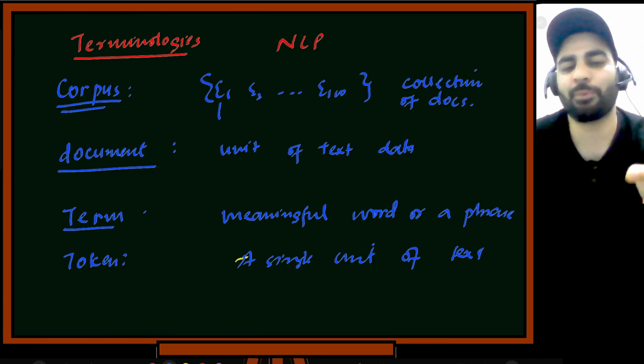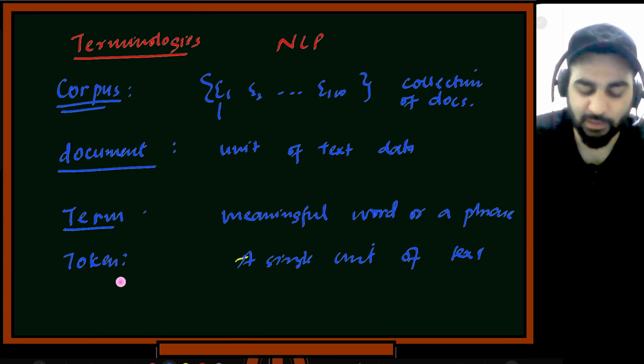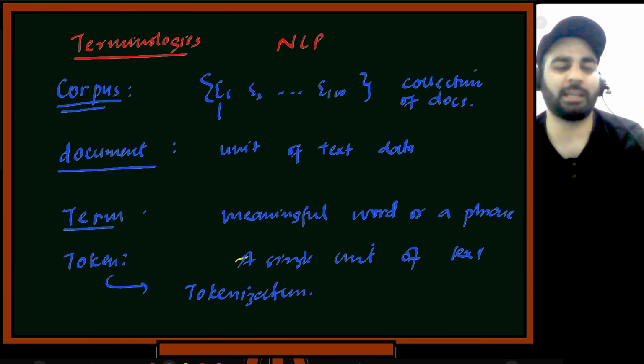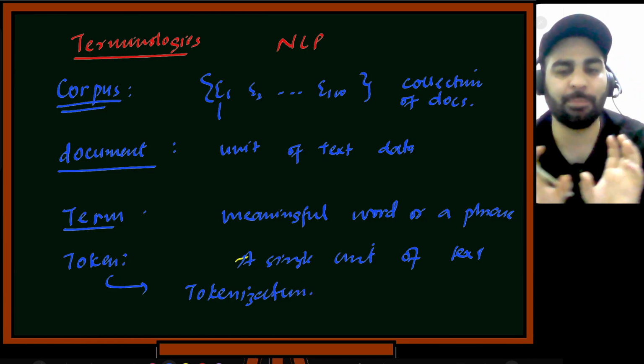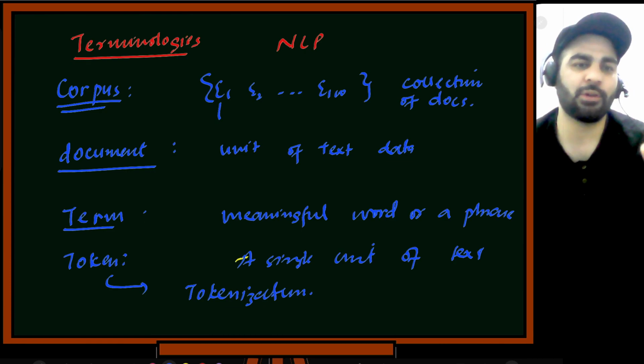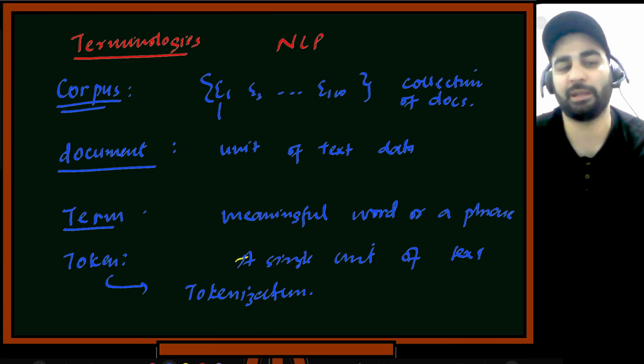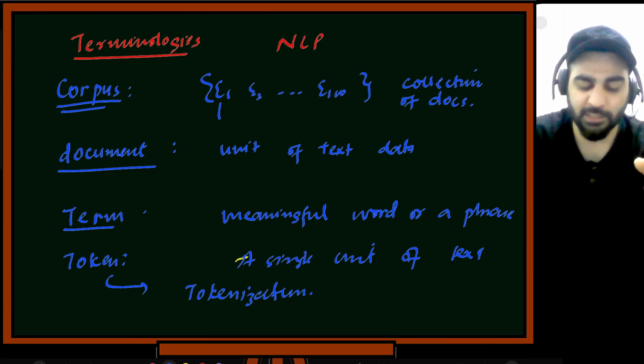So tokenization is the process of separating these words. So tokenization basically tells you how you break these things, how you separate this text into tokens. A small unit, a single unit, is called a token. It may not have any meaning. Then we have something called vocabulary.